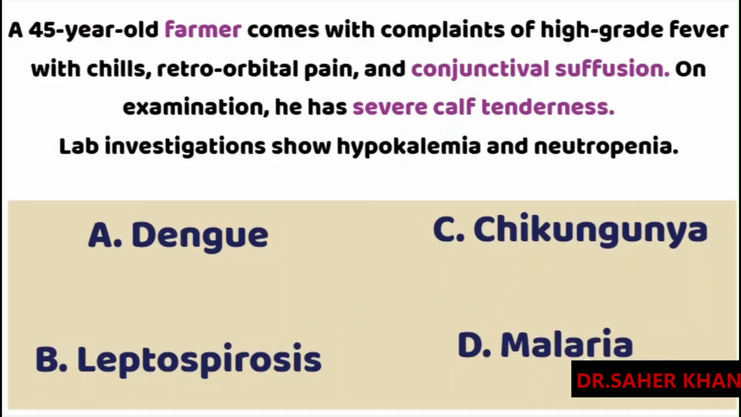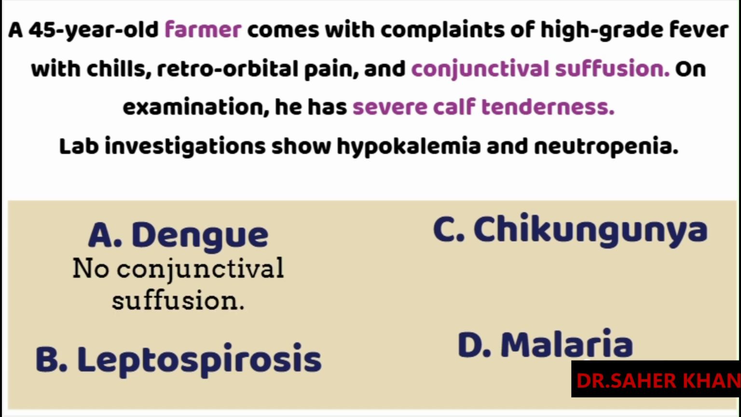All right, let's quickly analyze the answer choices. Number one, dengue. The presence of retroorbital pain might make some students think of dengue, but dengue does not cause conjunctival suffusion. Okay, so remember this. And also, dengue has some other hallmark features like nausea, fever, rashes, and thrombocytopenia, which are absent in this case. So dengue is not the answer here.